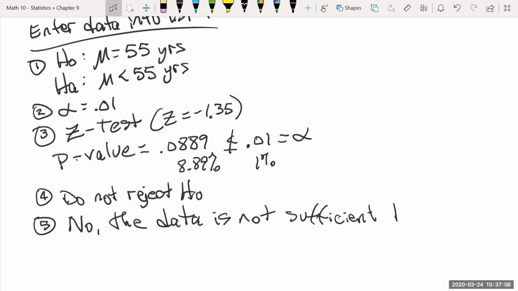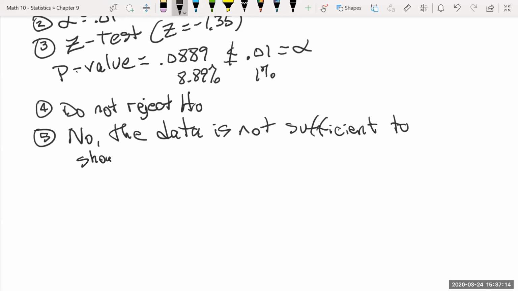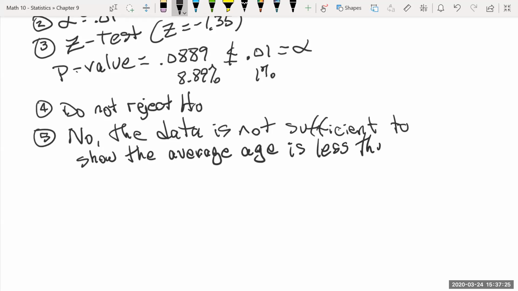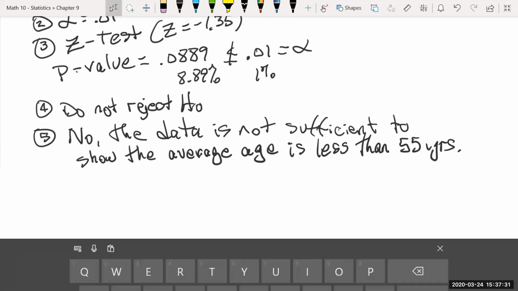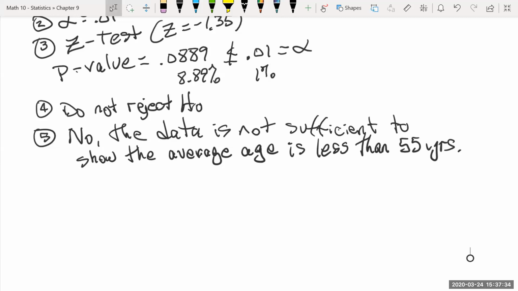to show, and I'm not going to word the whole thing, to show the average age, I think they said the mean age, is less than 55. Do we think maybe the average age is less than 55? Yeah, maybe our sample mean was 53. But that wasn't far enough to prove at the 1% significance level that the mean actually was less than 55.